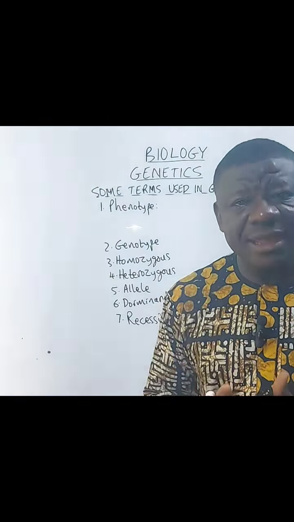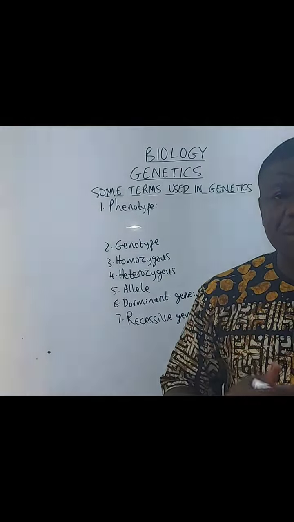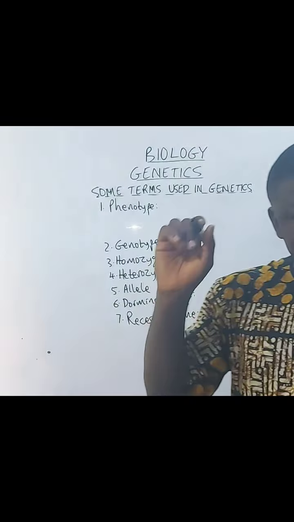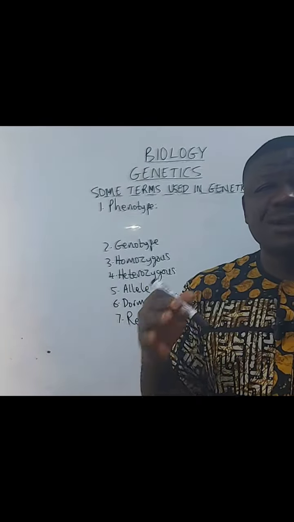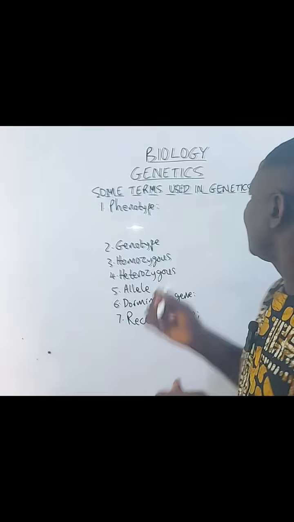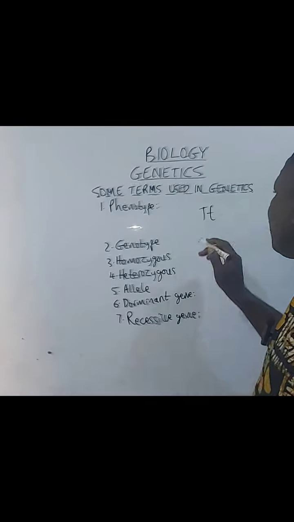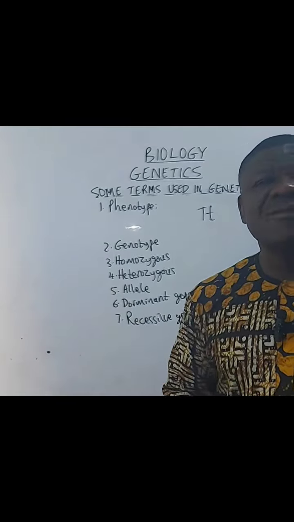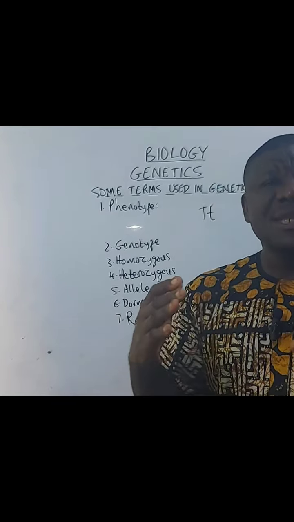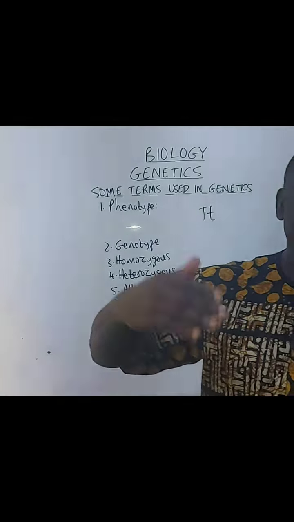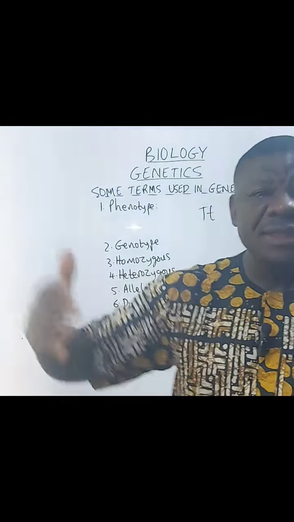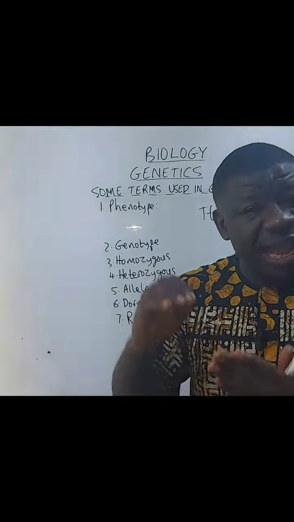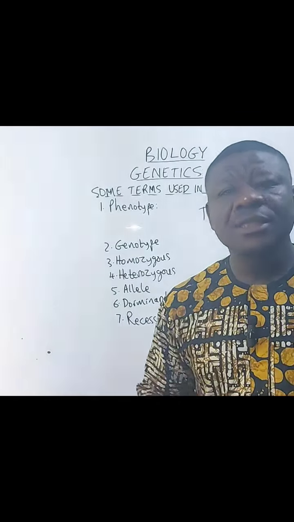They will have what we call allele. It is a pair of genes of contrasting character. For example, if the gene controlling tallness is capital T, and the gene controlling shortness is small t, then capital T, small t will be called an allele, a pair of genes of contrasting character. We will have what we call the dominant gene. The dominant gene is the gene that expresses itself outwardly, while the recessive gene is the gene that will only express itself in the absence of a dominant gene.